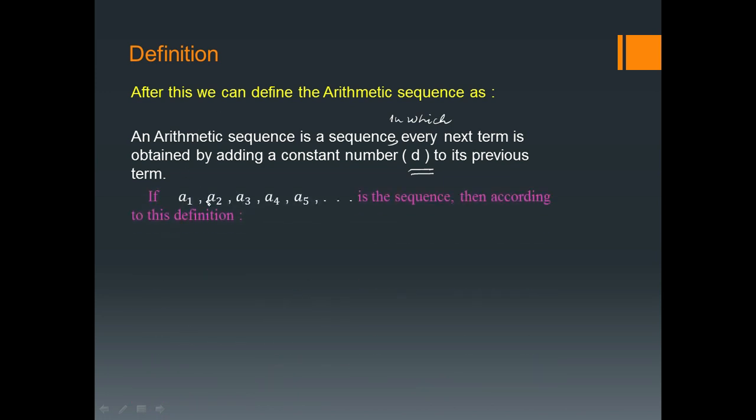If this is the sequence, then according to the definition, the second term will be obtained by adding d with the first term. Then to obtain the third term, we are adding d with the second term. Similarly, to obtain the fourth term, we are adding d with the third term. And to obtain the fifth term, we are adding d with the fourth term.